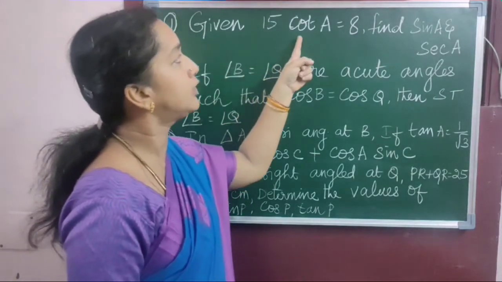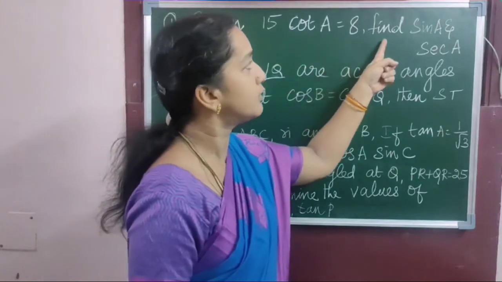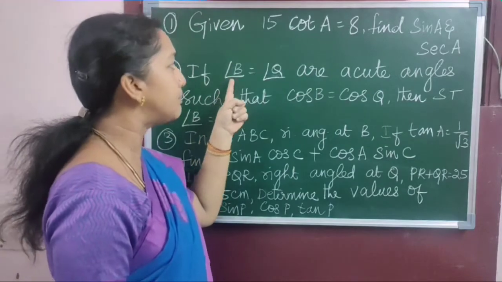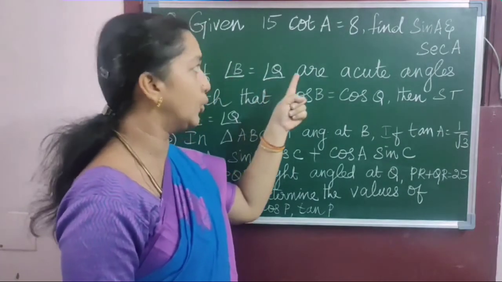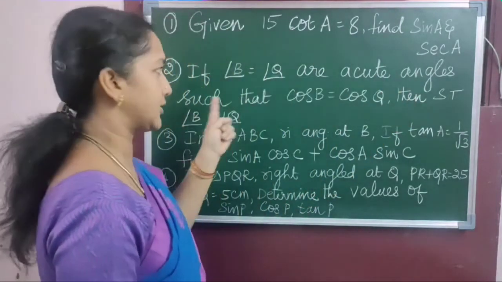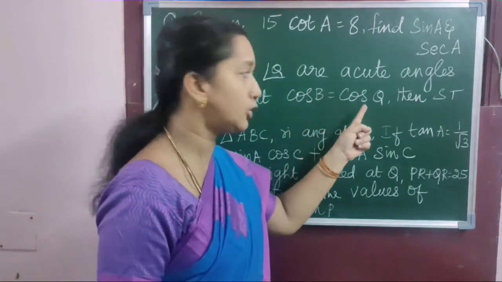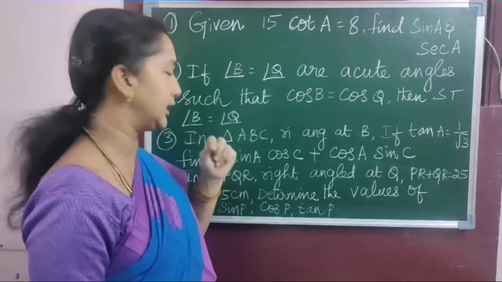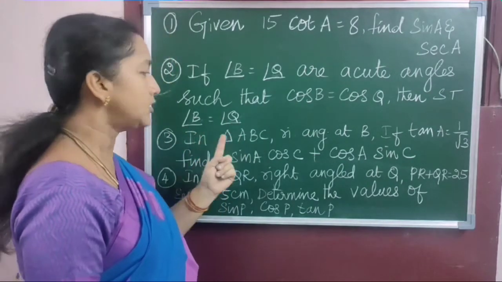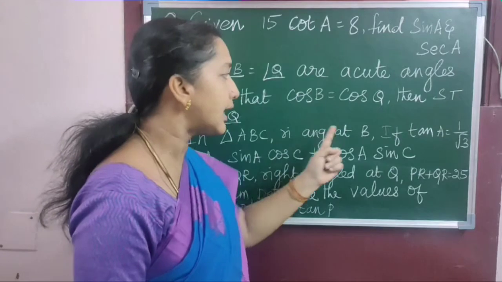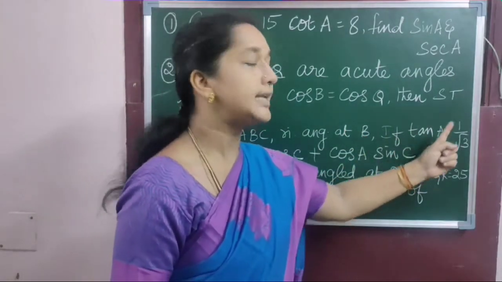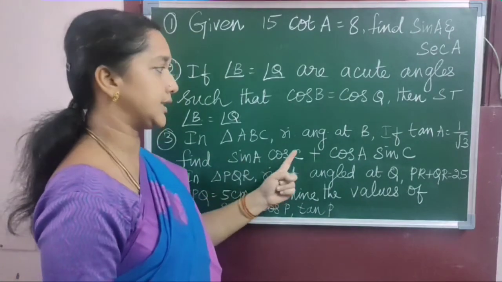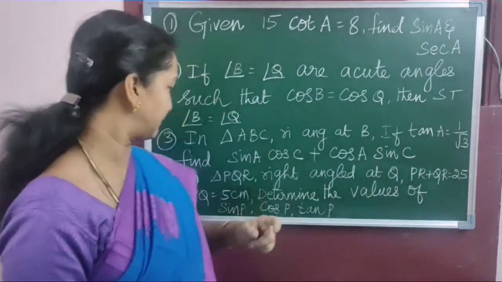Given 15 cot A is equal to 8, find sin A and secant A. Second sum, if angle B and angle Q are acute angles such that cos B is equal to cos Q, then show that angle B is equal to angle Q. Third sum, in triangle ABC, right angled at B, if tan A is equal to 1 by root 3, find sin A cos C plus cos A sin C.